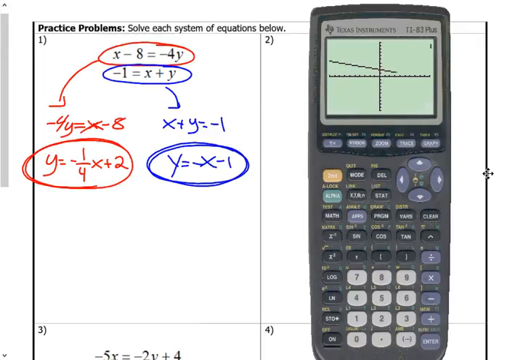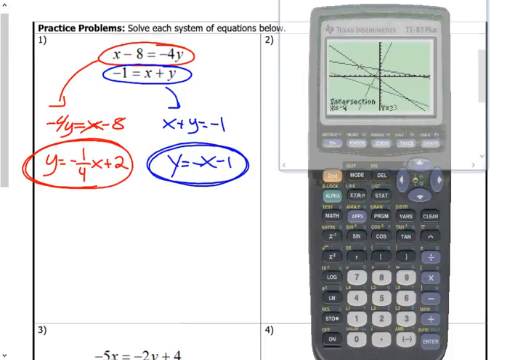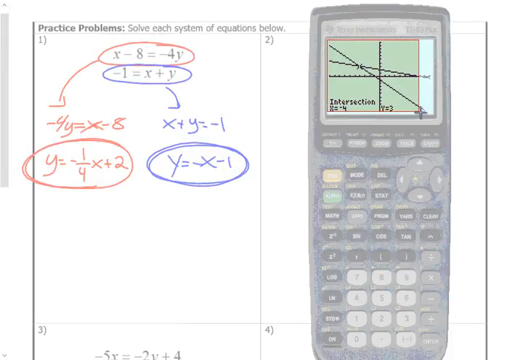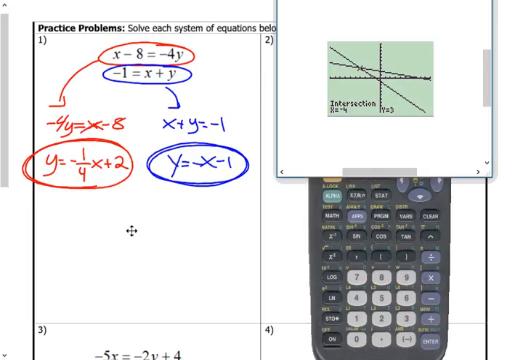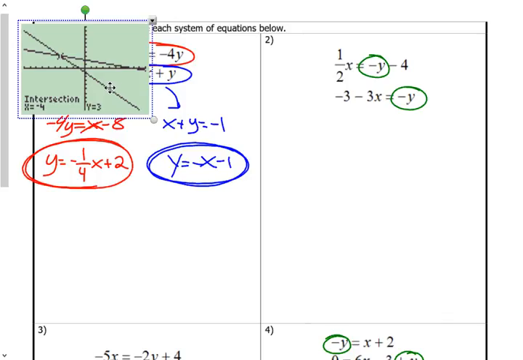All right, so graphically, it's going to look like this. There's my intersection. Yep, and there's my answer. So let's go ahead and copy that into my problem. There we go.